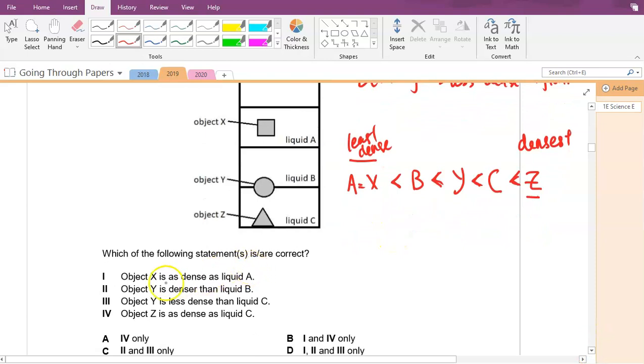So which of the following statements are correct? X is as dense as liquid A, so this is correct, because it's floating right in the middle. Y is denser than liquid B, so Y has sunk in liquid B, so yes, that's correct. Y is less dense than liquid C, so liquid C is over here, Y is floating on it, yes, that's correct. Z is as dense as liquid C, nope, Z is actually denser, so this is wrong. Hence, the correct answer will be D, 1, 2, and 3 only. So that's for the MCQ for the 2019 paper.